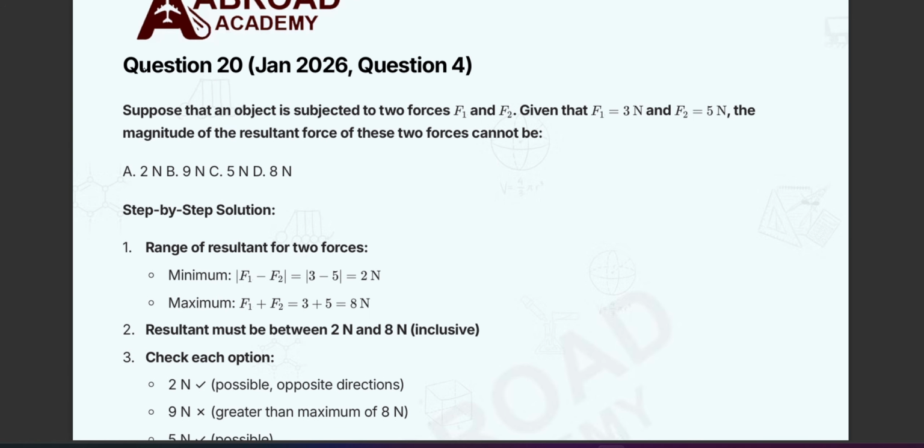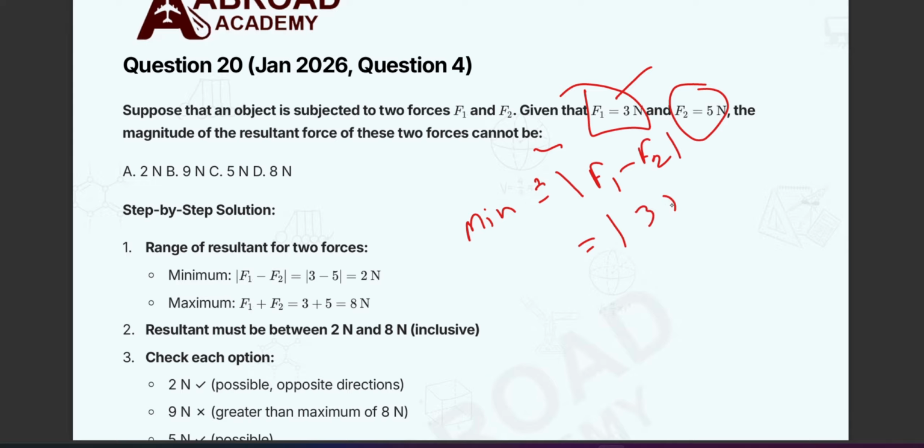And here is another question. Suppose an object is subjected to 2 forces, F1 and F2, given that F1 is 3 Newton and F2 is 5 Newton. The magnitude of the resultant force of these 2 forces cannot be... So we have to find it mainly in two steps. First, we have to find the minimum, and second, the maximum. For 2 forces, the minimum is the absolute value of F1 minus F2. Here F1 is 3 Newton and F2 is 5 Newton, so absolute value of 3 minus 5 will be 2 Newton.